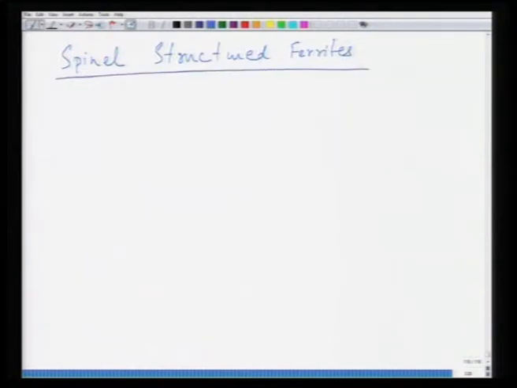Now, in case of spinel structured ferrites, let us say the formula is MeFe2O4, where M is some metal ion. Now, this metal ion, you can make it look like NiZnFe2O4. So it is a mixture of nickel and zinc. Here you see that nickel is a magnetic ion, but zinc is not a magnetic ion, it has a zero magnetic moment.